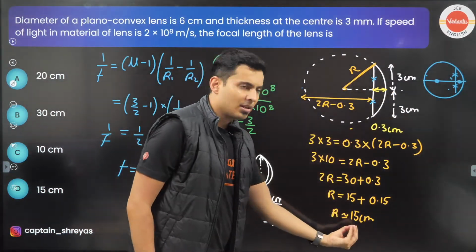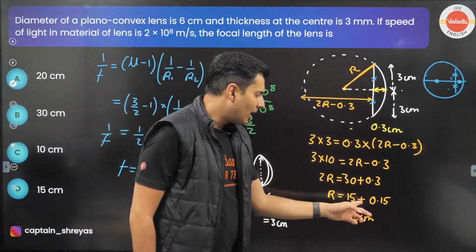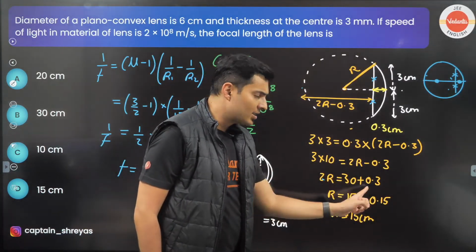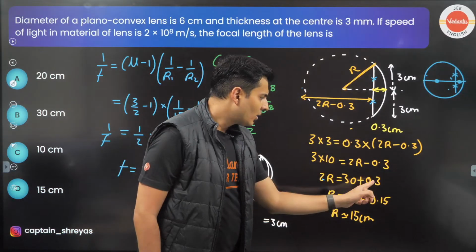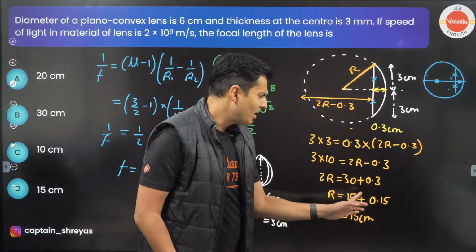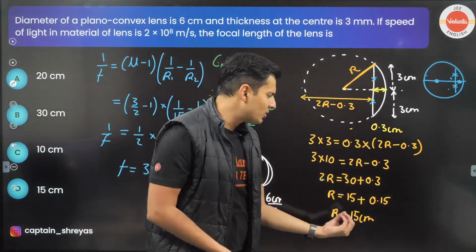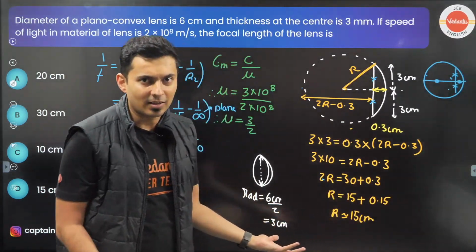That's it. Rest is just simple math. I have just divided this by 2. So 30 by 2 is 15. 0.3 by 2 is 0.15. 0.15 is very small in front of 15, so ignore it. So it's just 15 centimeters.